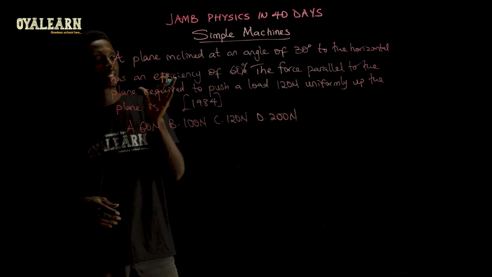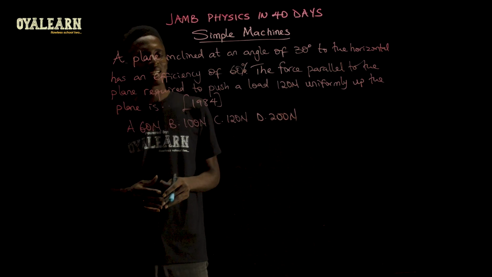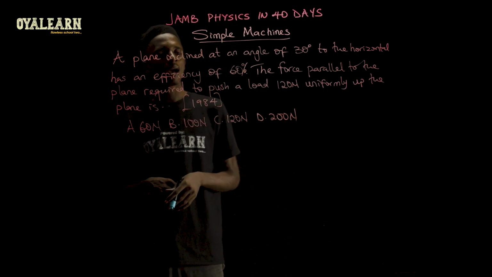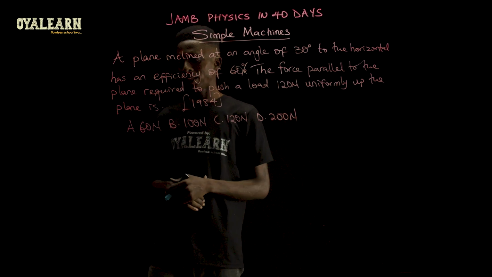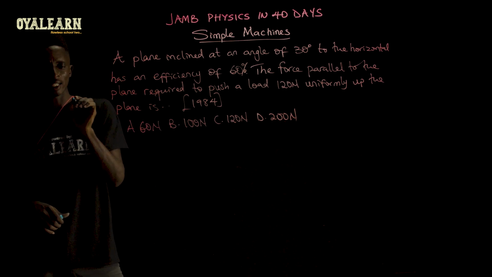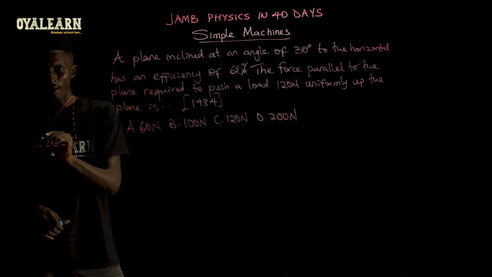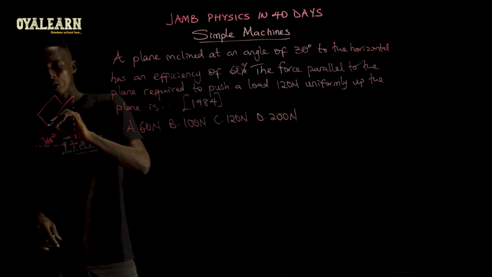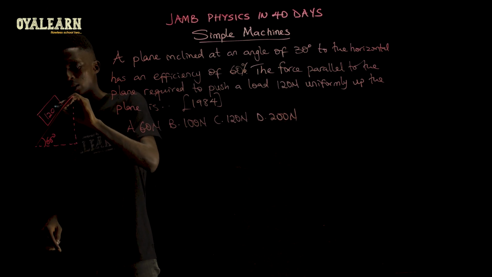This question says, a plane inclined at an angle of 30 degrees to the horizontal has an efficiency of 60%. The force parallel to the plane required to push a load of 120 newtons uniformly up the plane is, now let's consider this to be the plane, right? And this will be the distance moved by the load. And then we have this angle here where we have 60 degrees. And then we have the load here. And the load is 120 newtons.